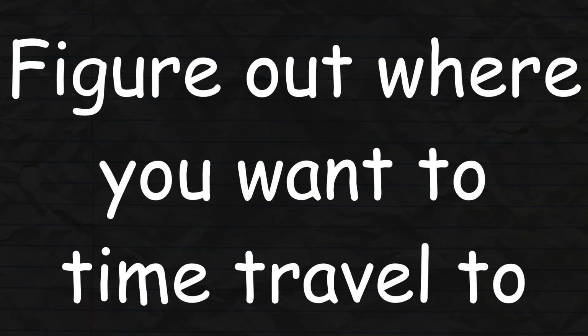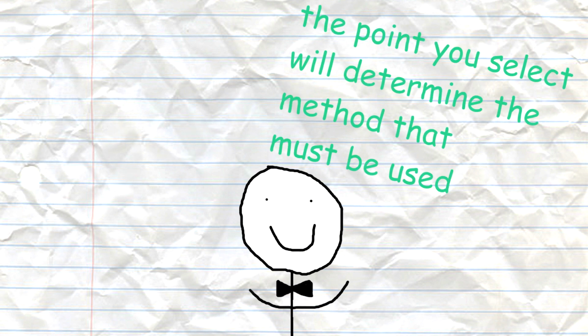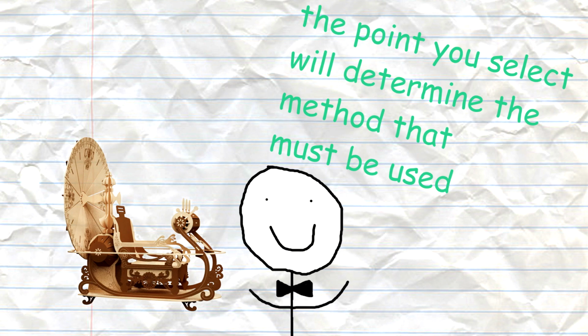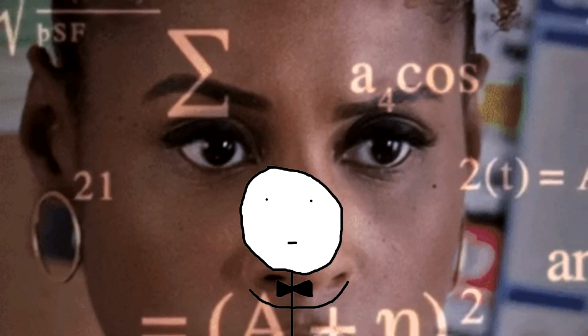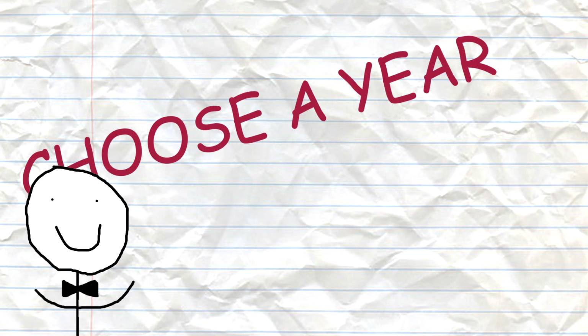Step number 1, figure out where you want to time travel to. First, you need to figure out where you want to time travel to, because the point you select will determine the method that must be used, as it requires a complex series of calculations in order to account for the Earth's movement in space and its rotation around the Sun. So, select a point in time.